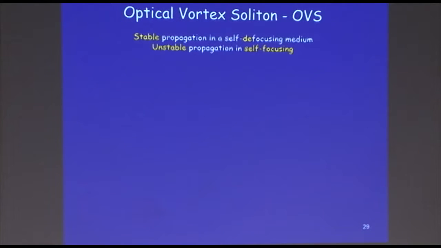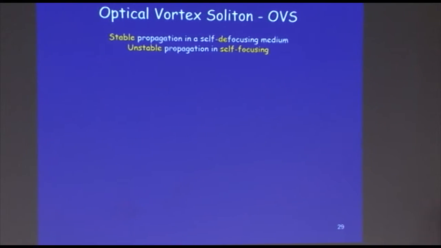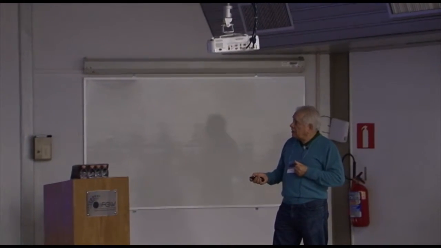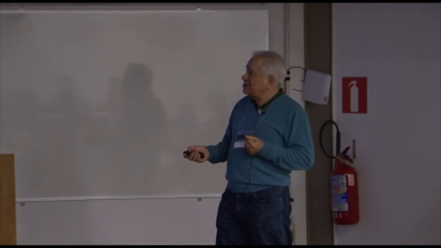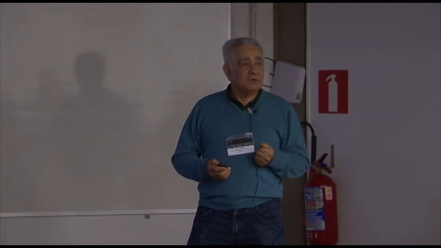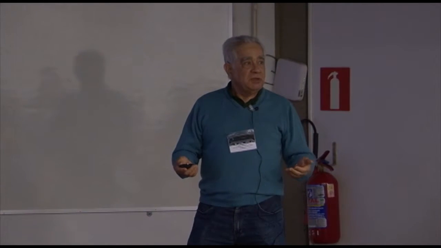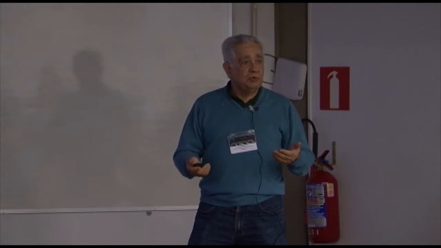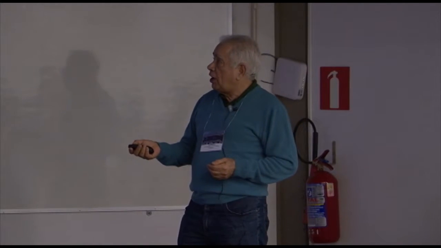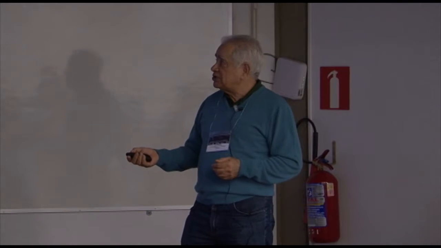Here the thing is different from the case of bright soliton. The stable propagation of an optical vortex soliton is possible in a defocusing medium. In the case of bright soliton, it is stable if you have a focusing medium. And in the case here, the propagation is unstable in a self-focusing medium. So the problem here was what we have to do in order to observe optical vortex soliton stable in a self-focusing medium.